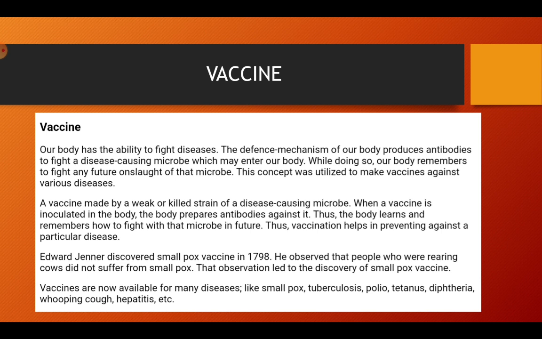Now Edward Jenner discovered the smallpox vaccine in 1798. So what was the name? It was Edward Jenner, and against smallpox. He observed that people who were rearing cows did not suffer from smallpox. That observation led him to the discovery of the smallpox vaccine. Vaccines are now available for many diseases like smallpox, tuberculosis, polio, tetanus, diphtheria, whooping cough, hepatitis, and many others. So here we are giving the same dead microbes or weak microbes which do not have much power to the body.